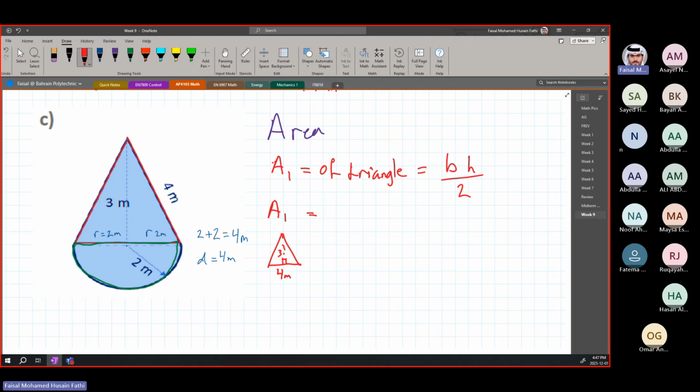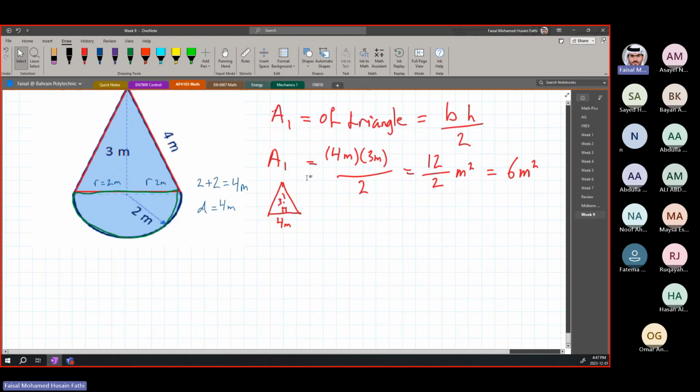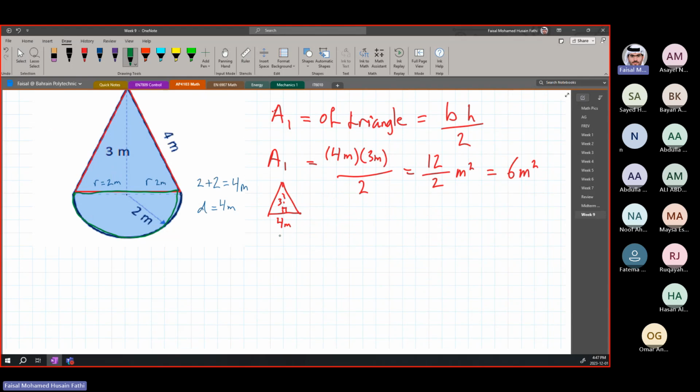Now, if we just plug into the equation, the base is 4 meters times the height, which is 3 meters, divided by 2. So it's equal to 12 divided by 2 meters squared, which is equal to 6 meters squared. Okay? 4 times 3 is 12. 12 divided by 2, that gives us 6. We found the area for the first shape. The second shape, it's similar to what we did before.